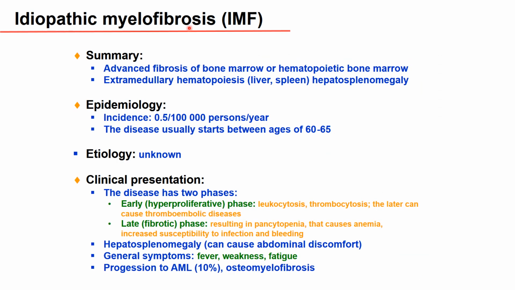Now, idiopathic myelofibrosis, relatively, is an advanced fibrosis in the bone marrow or in the hemopoietic bone marrow, and extramedullary hematopoiesis can occur in this patient in the liver or spleen, and hepatosplenomegaly can happen, and you can have some nucleated red blood cells in the periphery. Now, the epidemiology is less compared to essential thrombocythemia, and this is again usually affecting the elderly. Again, we have no idea what the cause is, and the disease has two phases.